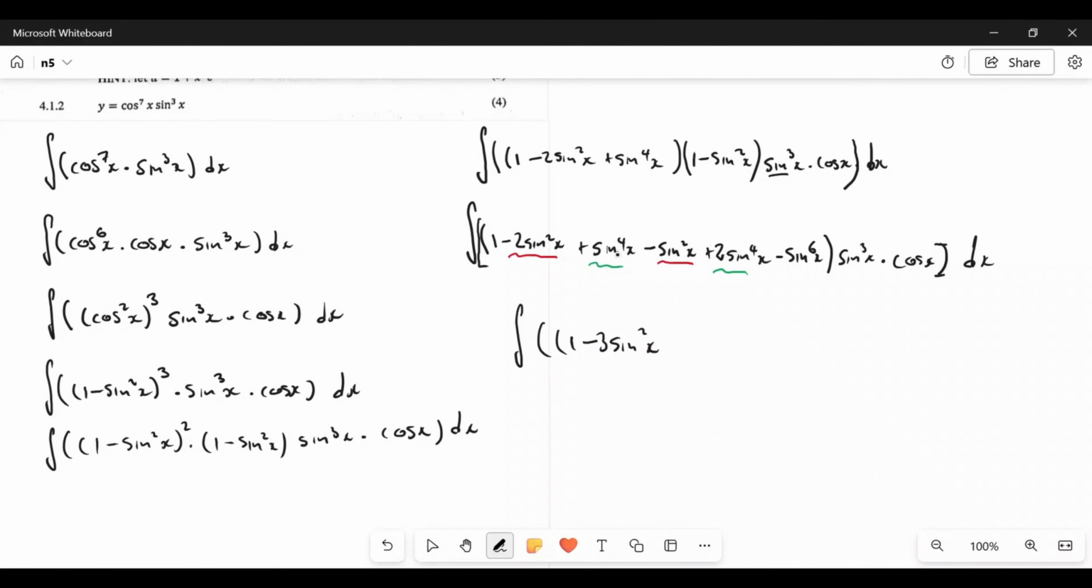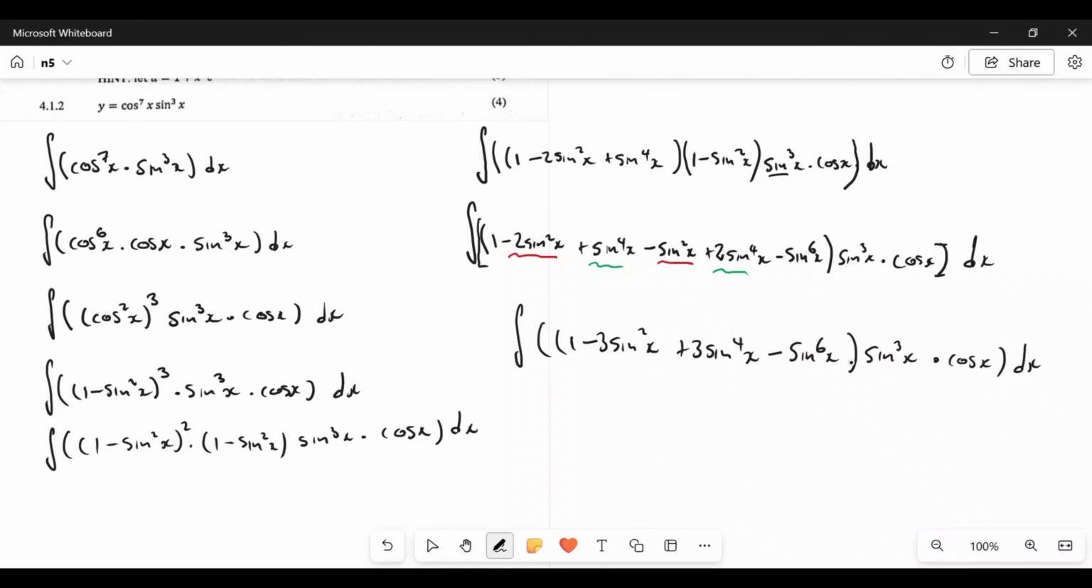There we go. And then we have the following: positive sine to the power of 4x with another positive 2 sine to the power of 4x. So this is going to give us plus 3 sine to the power of 4x. There we go. And the last one, we are left with negative sine to the power of 6x. And we close bracket. Don't forget, outside there, we are also having sine to the power of 3x. There we go. Multiplied by cos x, close bracket, dx there.